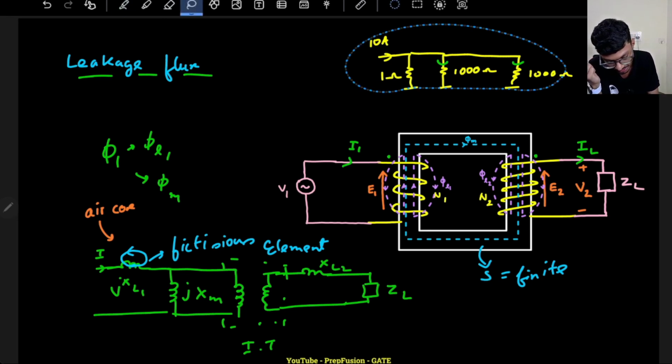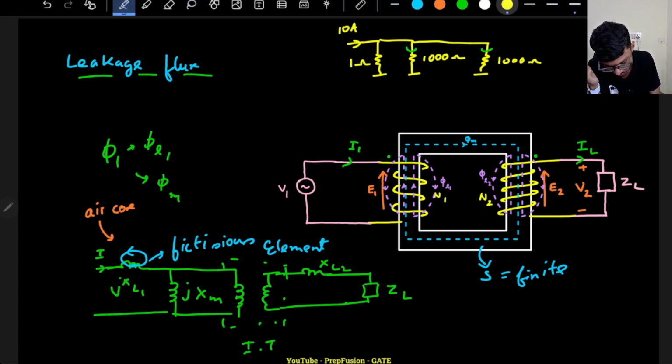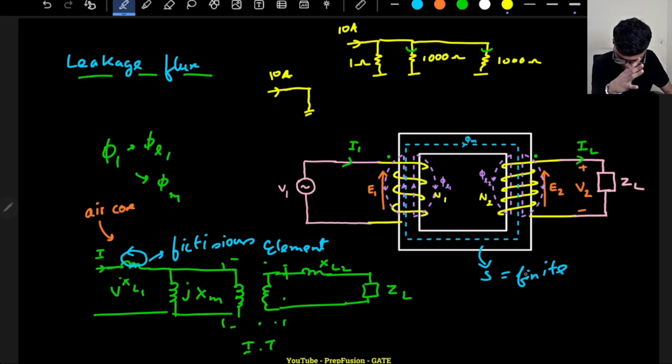It is similar to saying that I have this 10 ampere source here, and the resistance here is 0. Reluctance is the opposite of resistance. Sorry, what am I saying? Reluctance is 0, permeability is infinite. Initially my permeability is finite, mu r is finite, but if I assume mu r to be infinity, then reluctance will be 0.